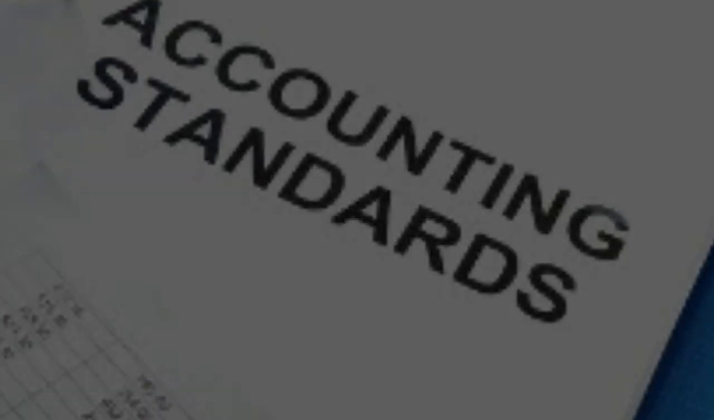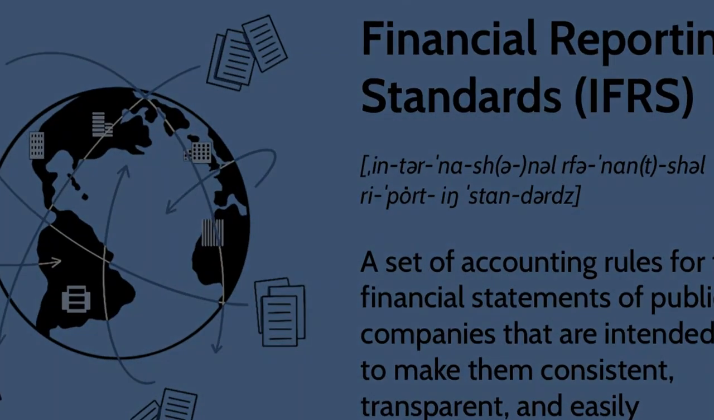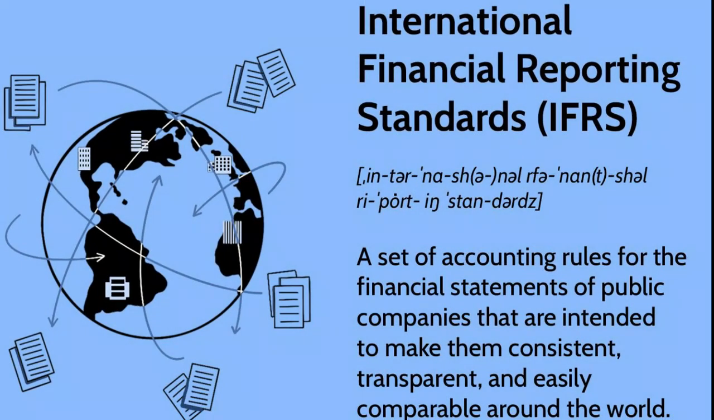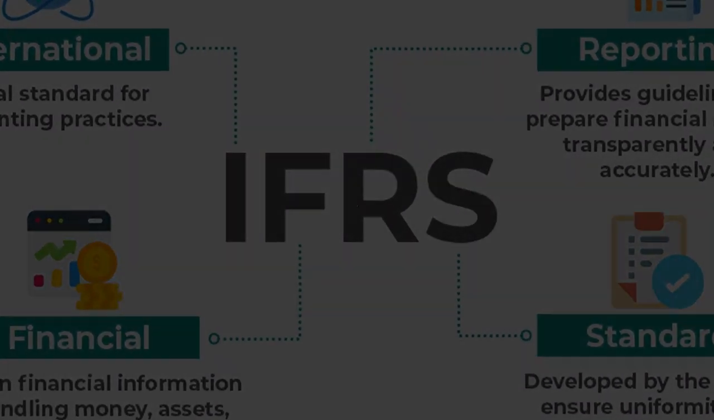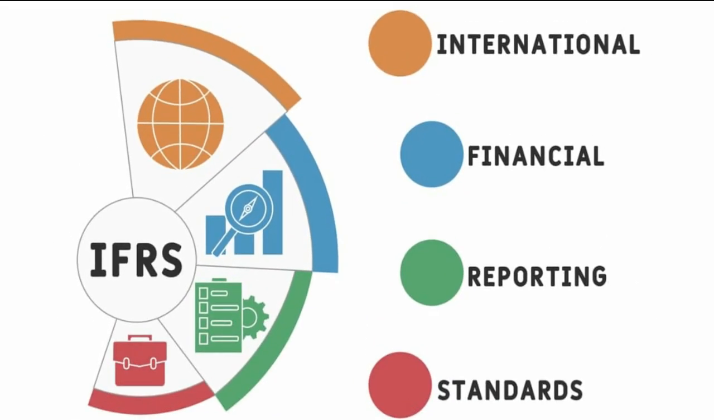In accounting standards, there are basically two different streams that are currently being followed in the world. The first one is International Financial Reporting Standards. International Financial Reporting Standards is a set of global accounting standards developed by the International Accounting Standards Board. It is widely used in many countries around the world, promoting consistency and comparability in financial reporting.